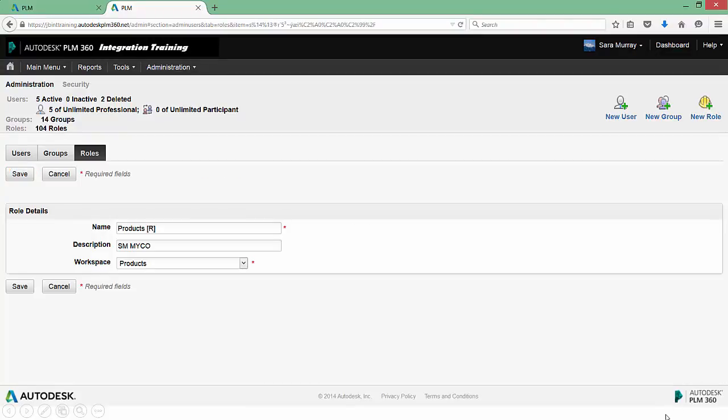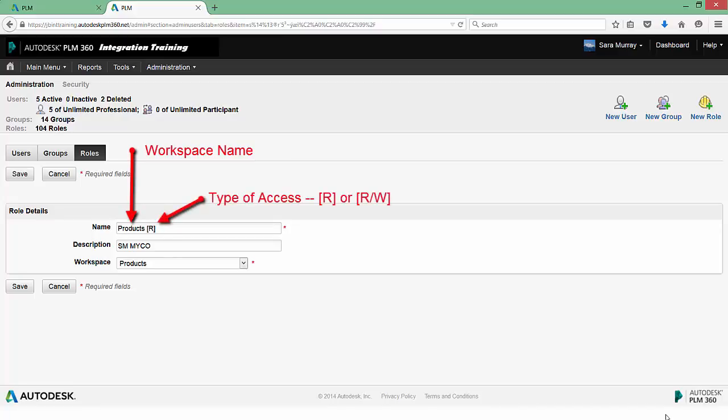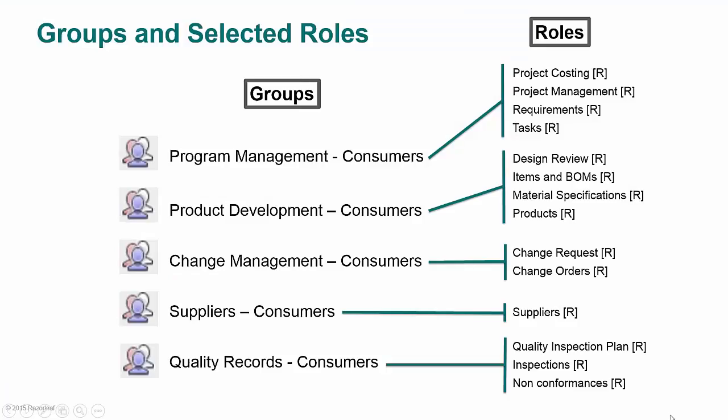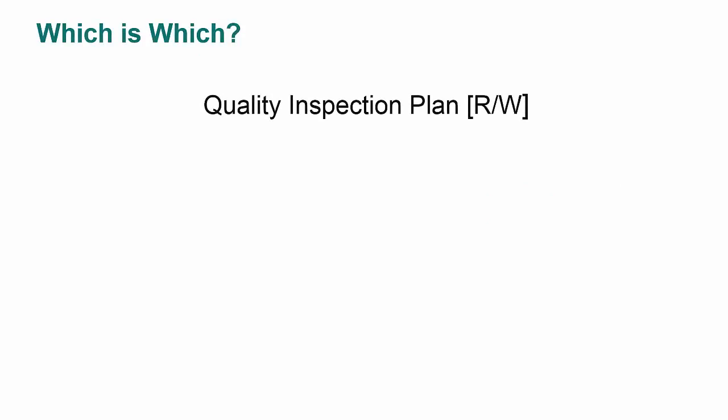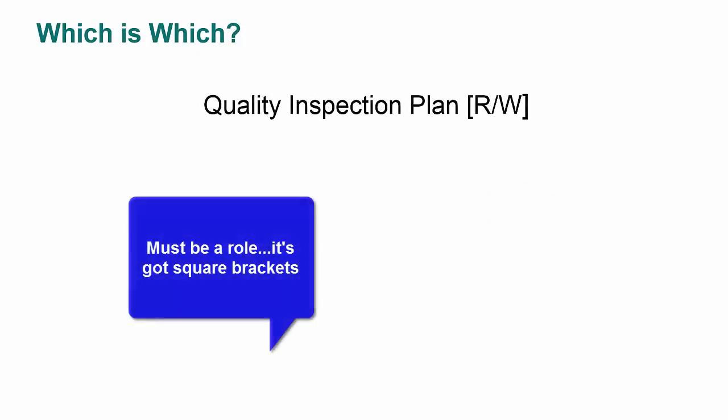It bears repeating that, as the help guide lays out, it is best to use the convention of naming each role the workspace name followed by the type of access, read-only or read-write, in square brackets. Note that roles only apply to one workspace, whereas groups tend to cover all the workspaces in a given business function.